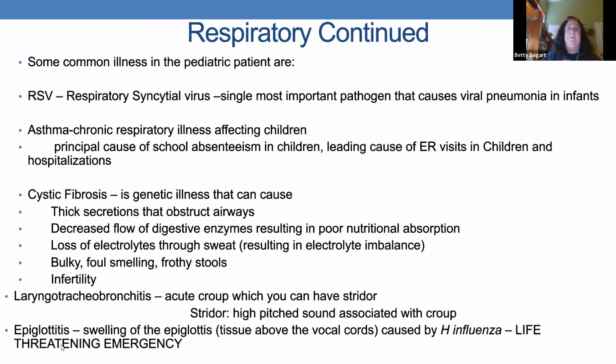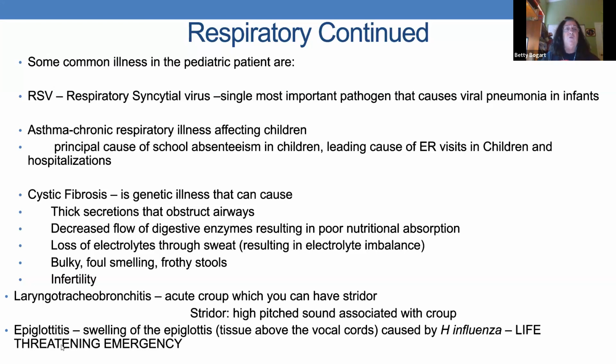Now, some of the common illnesses in pediatric children are RSV. RSV in you and me is a common cold, but RSV is the single most important pathogen that causes a viral type pneumonia in infants. And infants struggle to suck, swallow, and breathe normally. So add that extra mucus and fever, and you can see that could be a problem. What we do with infants with a fever is give them a little bit of extra fluid, because fever does burn off fluid and we don't want them to get dehydrated.